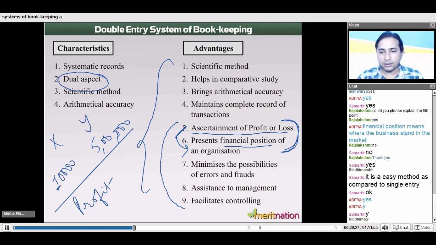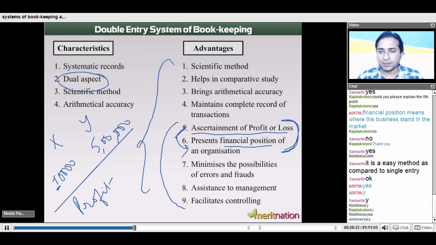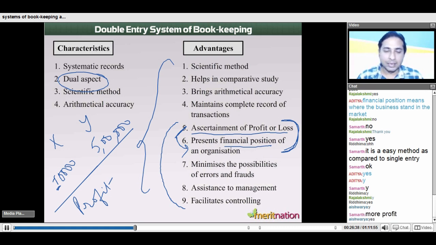Ridhima, Rajlakshmi, Aishwarya, do you think? Why is that the right answer? Exactly. Bingo. All of you are right, because this shows more profit. Exactly, I do agree with you, Samar. Since this business is having more profit, this helps us in understanding the financial position of a business.